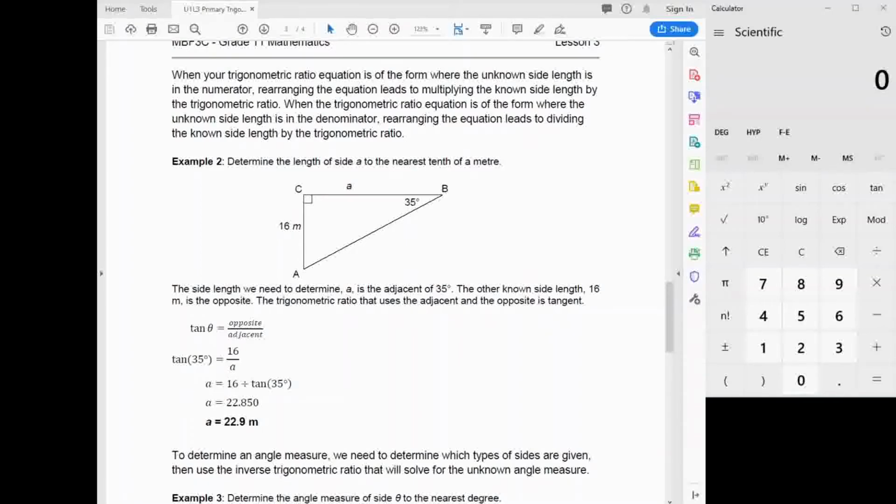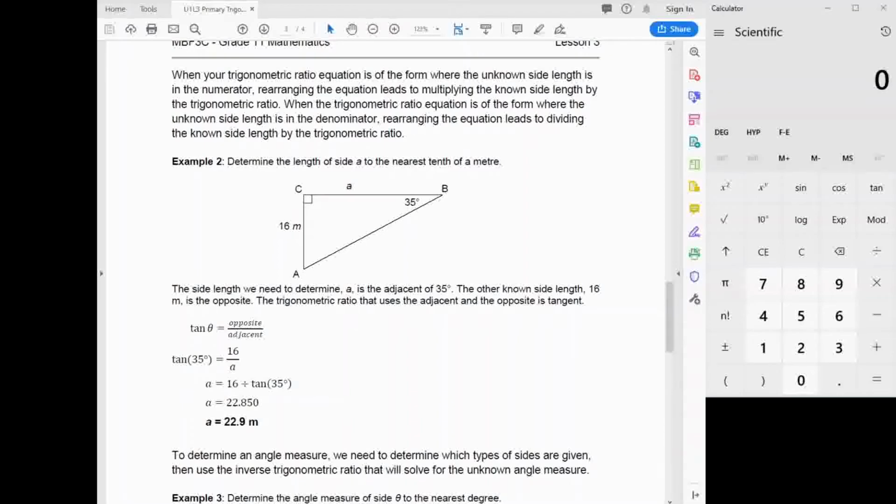So here, example 2 says determine the length of side A to the nearest tenth of a meter. The side length we need to determine, which is A, is adjacent of the 35 degrees. The other known side length is opposite. That 60 meters is opposite of angle B, or the angle 35 degrees. So which ratio uses opposite and adjacent? That would be tangent. So I write tangent of theta equals opposite over adjacent, and then I replace the theta, the word opposite, and the word adjacent with what we know. So tangent of 35 degrees equals 16 over a.